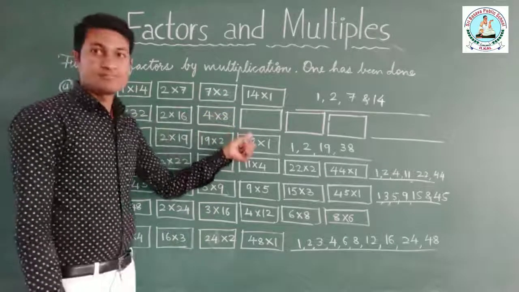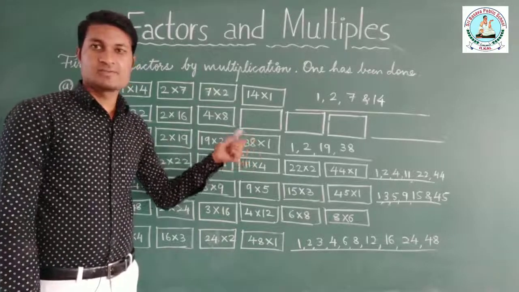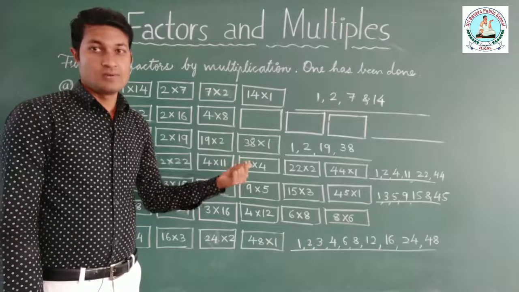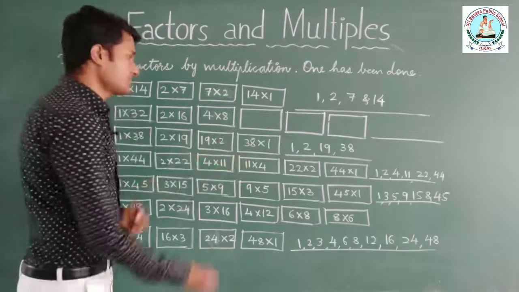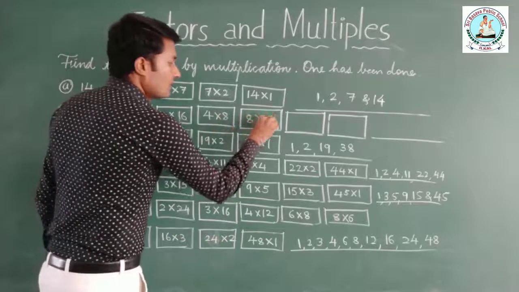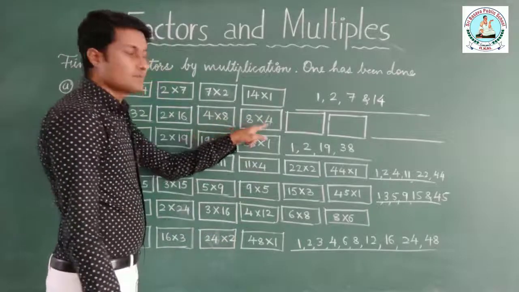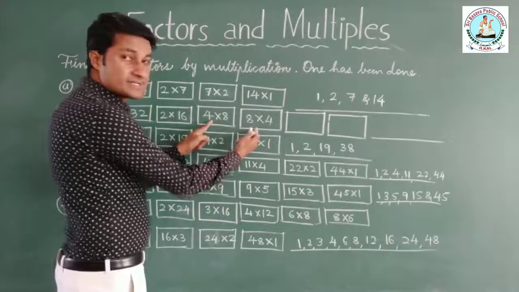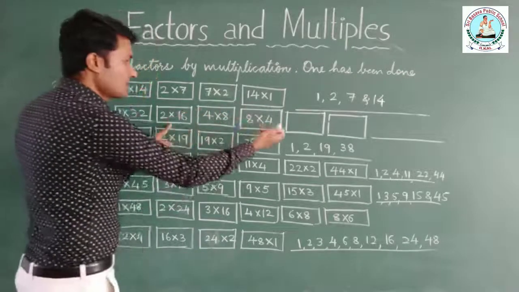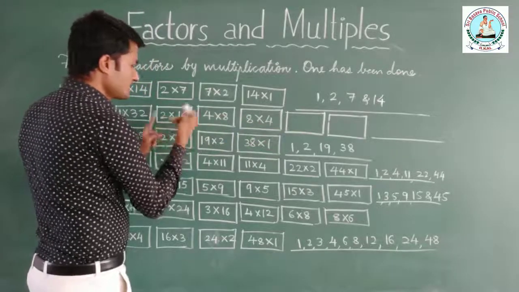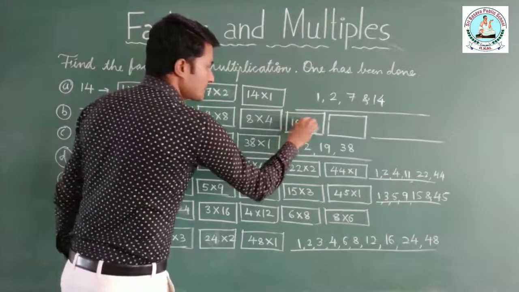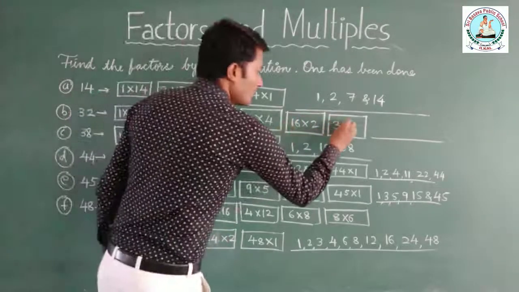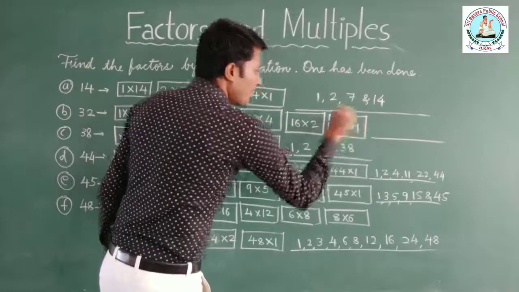Next 5, whether 32 comes in the table of 5 or not? No. Then what about 6? It doesn't come in the 6 table. And what about 7? No. What about 8? Of course it comes there. So 8 times 4. See here, 4 times 8, 8 times 4. So combinations have been repeated here. Once the combination repeats like this, you can copy the previous numbers in reverse, so 2 times 16 can be reversed and written as 16 times 2, correct? And the next combination is 32 times 1.